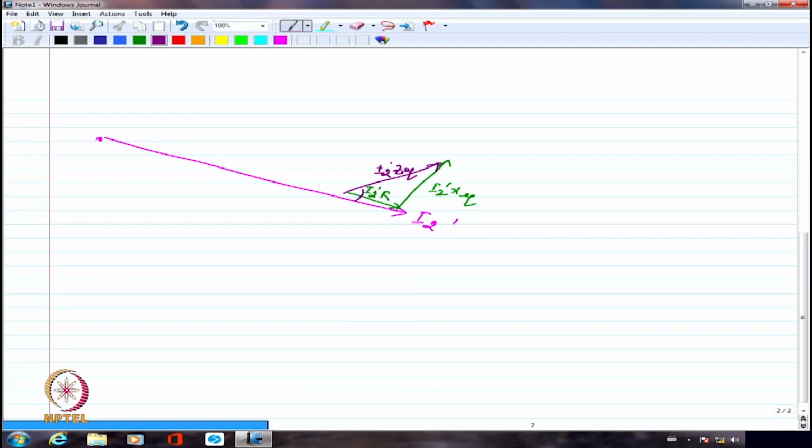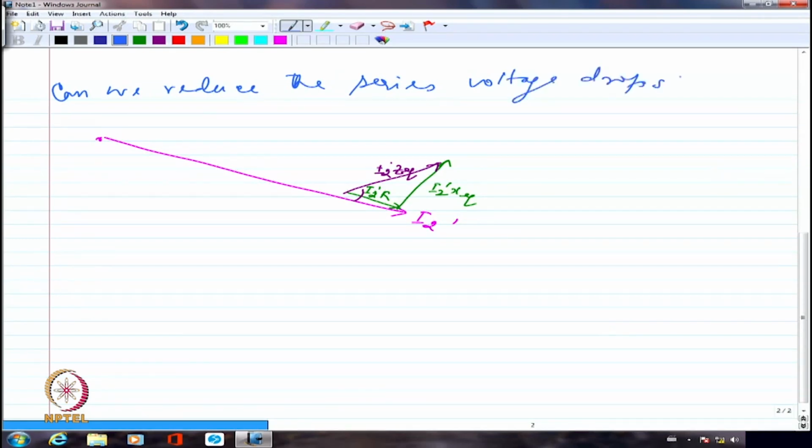Okay? So first thing is whether we can decrease, can we reduce the series voltage drops? That is the first question that we are going to answer. If we want to reduce the voltage drop, R1 and R2 dash first of all have to be decreased. The maximum we can do is to use a material which is of very, very low resistivity. That's why we normally use copper coils, although copper is more expensive.